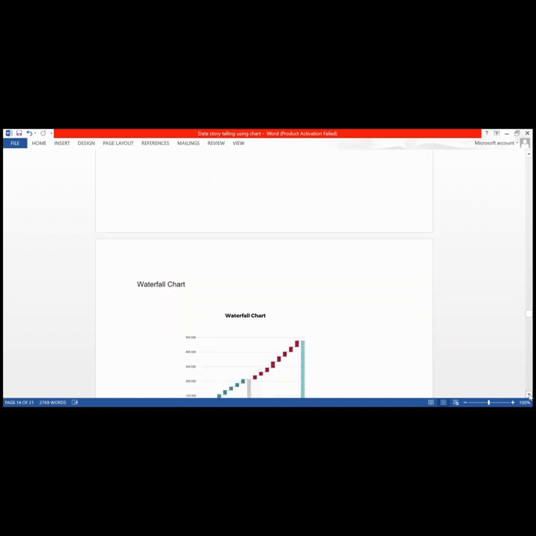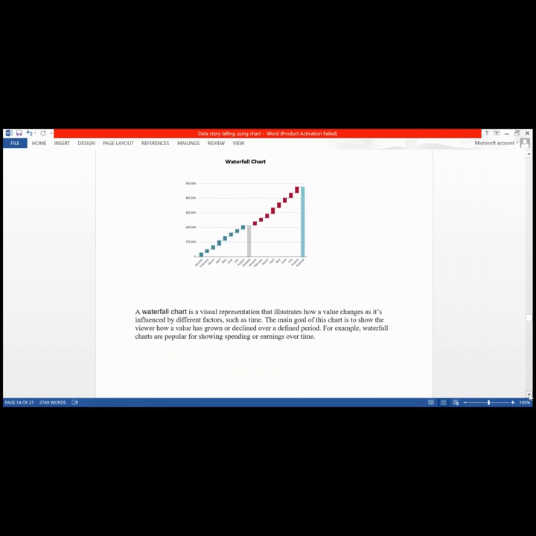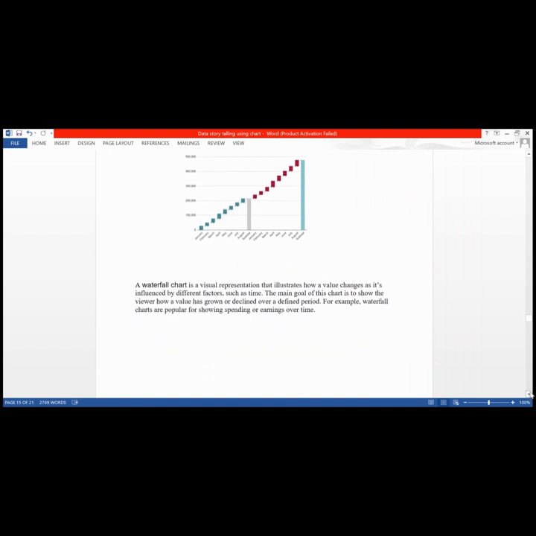You also have waterfall charts. It's being used to show the viewer how a value has grown or declined over a period of time. You understand? For example, they are popular for showing spending or earnings over time. You want to show, maybe in your business, how far you've earned or how far you've spent over the time. It will show you.